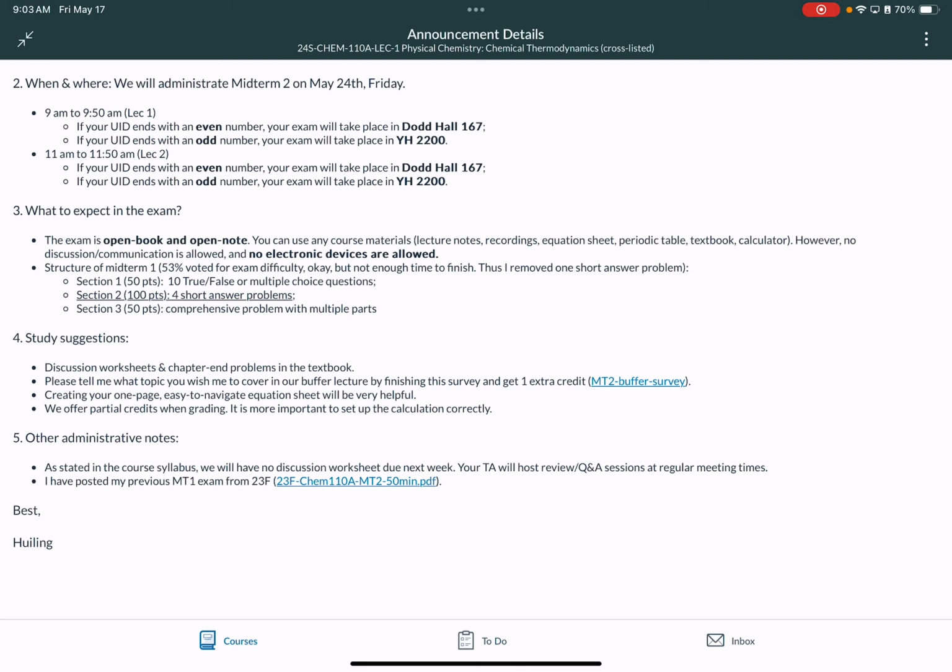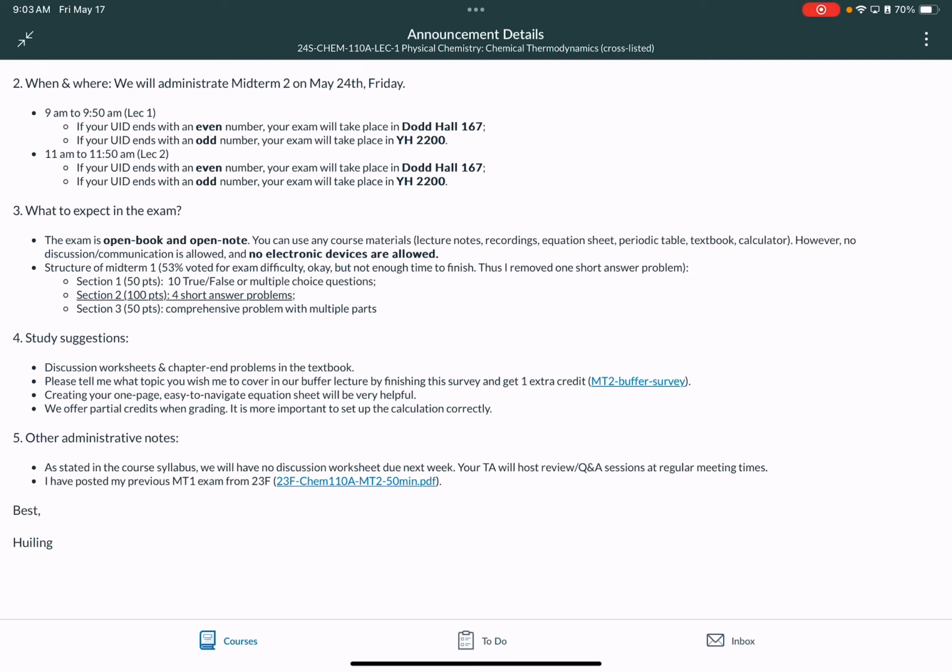And at the very end, next week there won't be any discussion worksheet since we're having our midterm exam. Your TA will have more information regarding when the last 2 discussion worksheets will be due. And I have posted my previous midterm 2 exam. Again, there's a typo. It's my previous midterm 2 exam from my 23 fall quarter. So use it as you like.